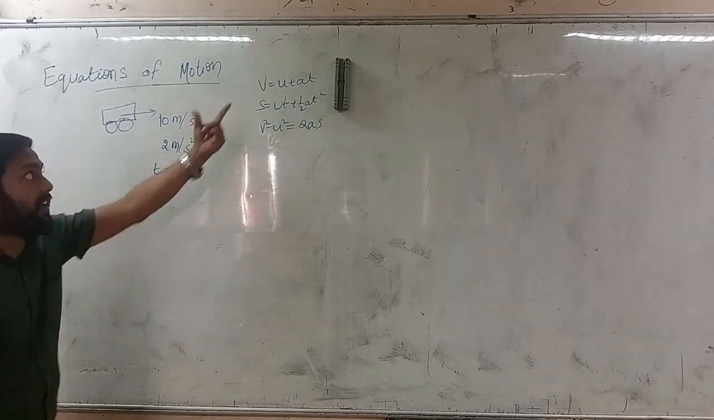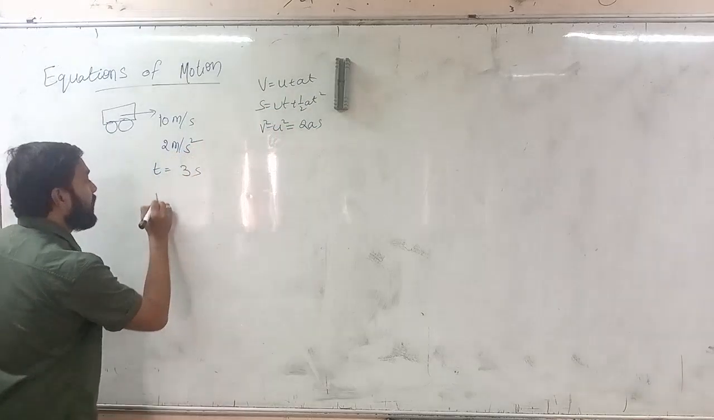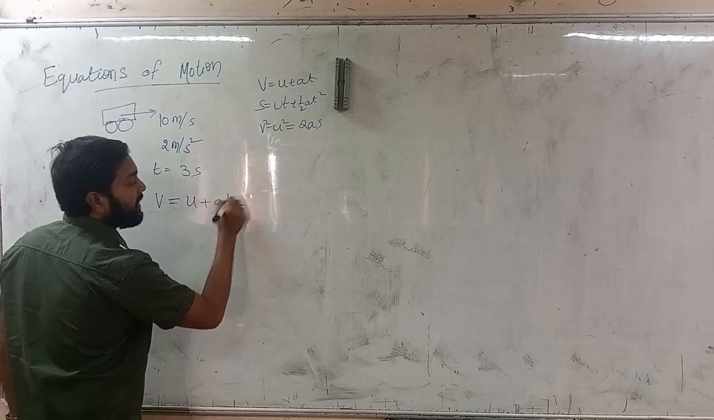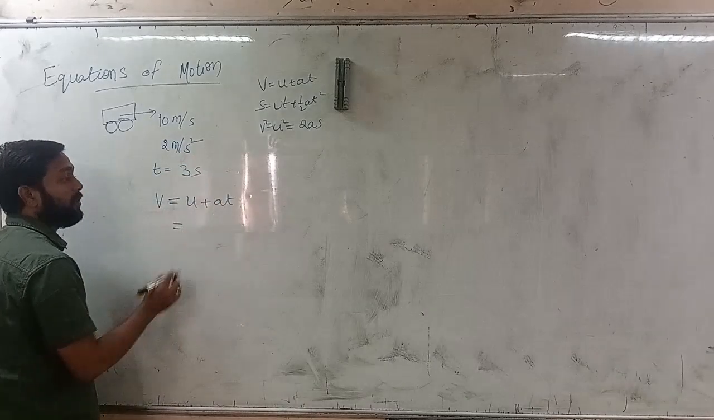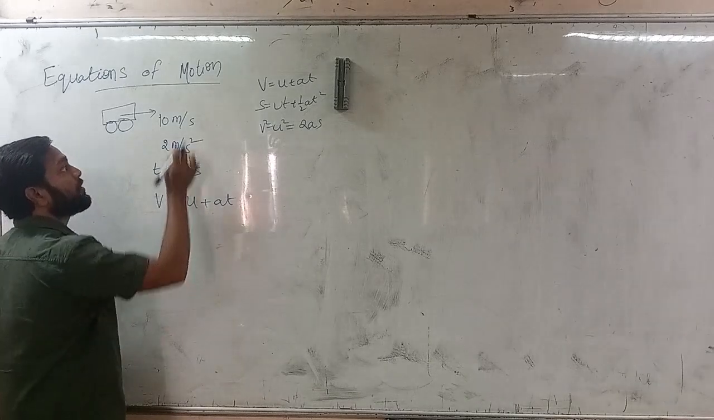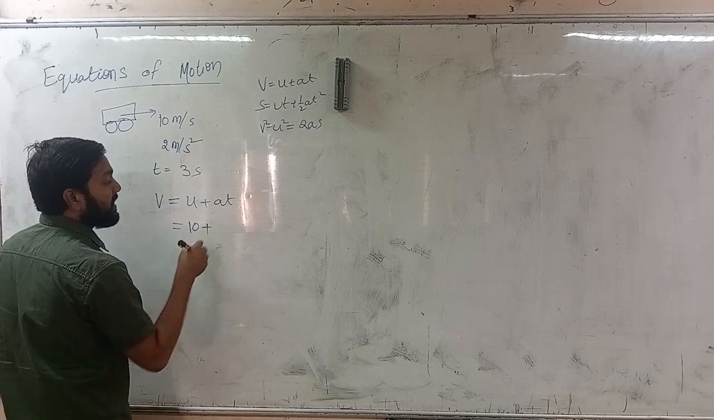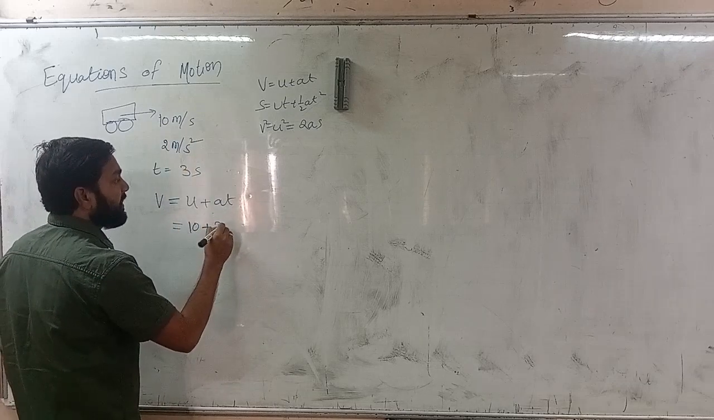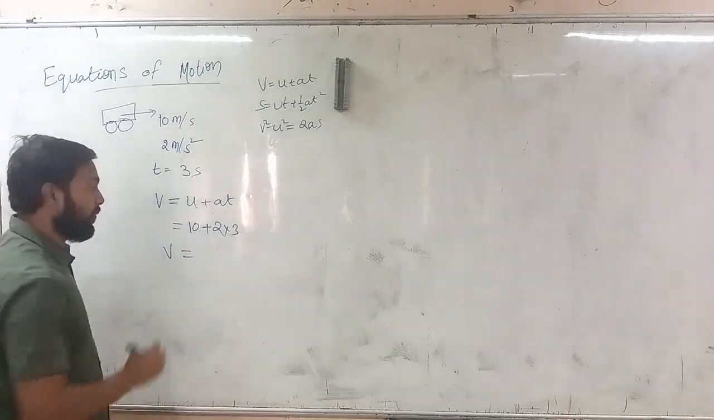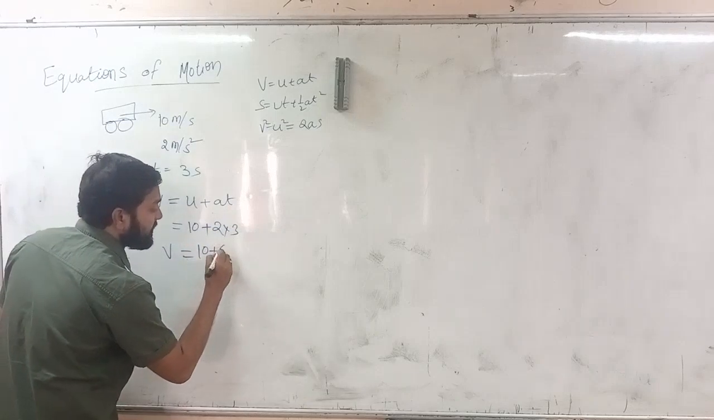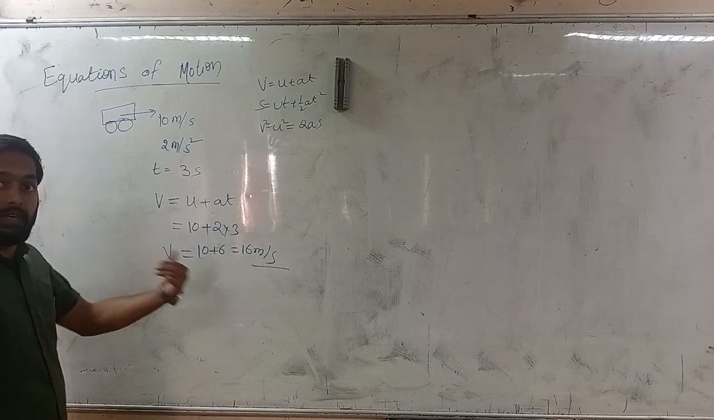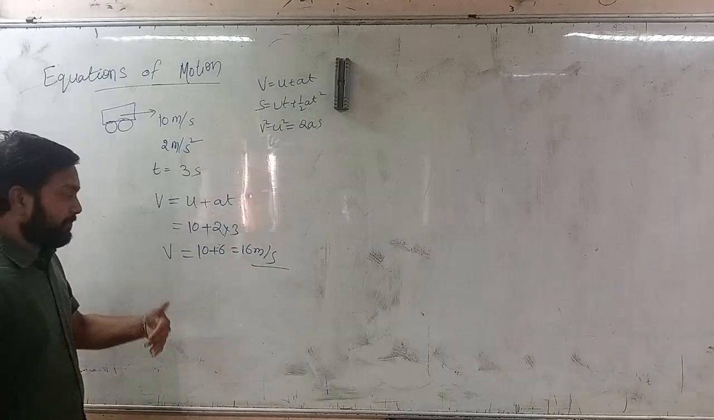Here we want the final velocity, so we need to find V. So V is equal to U plus AT. U is equal to 10 meters per second, acceleration is equal to 2 and time t is equal to 3. So the velocity after 3 seconds will be 10 plus 6, that is 16 meters per second. Like that we need to find out.